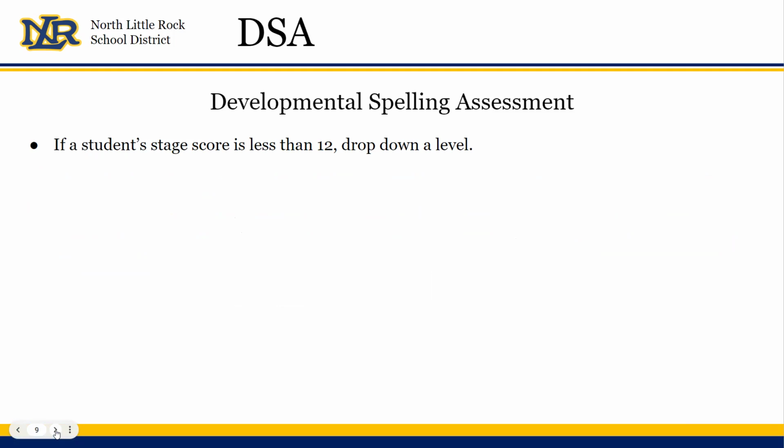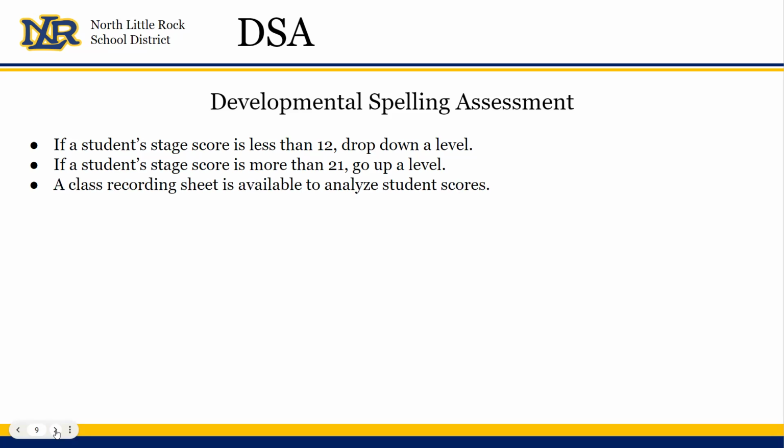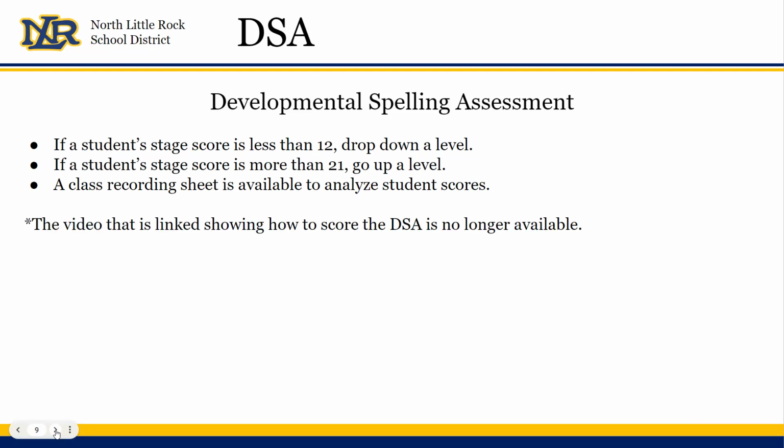If a student's stage score, or total correct words, is less than 12 out of 25, you're going to drop down a level. If a student's stage score is more than 21, you can go up to the next level, known as derivational constancy. There is a class recording sheet available so that you can analyze the students' scores.